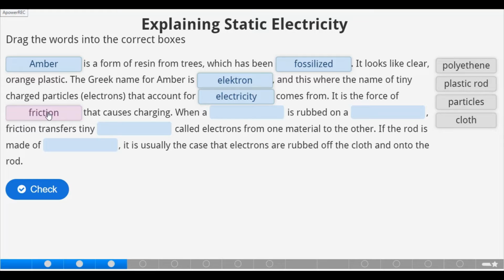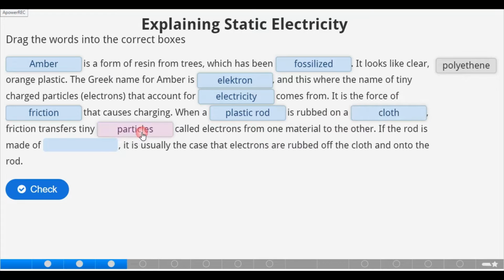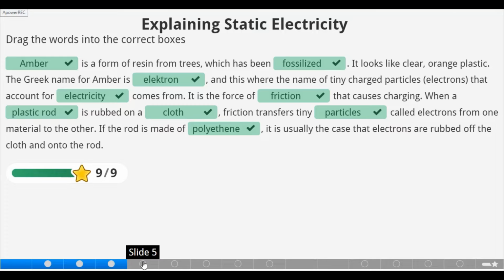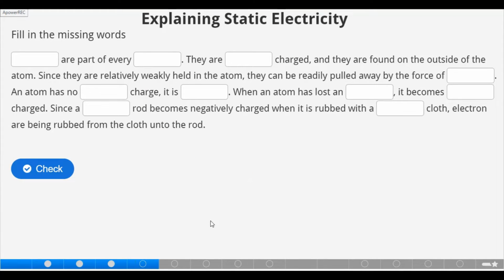that causes charging. When a plastic rod is rubbed on a cloth, friction transfers tiny particles called electrons from one material to the other. If the rod is made of polyethylene, it is usually the case that electrons are rubbed off the cloth and onto the rod. We check. That's correct. Now, we also move further by still explaining static electricity. You have to fill in the missing words.